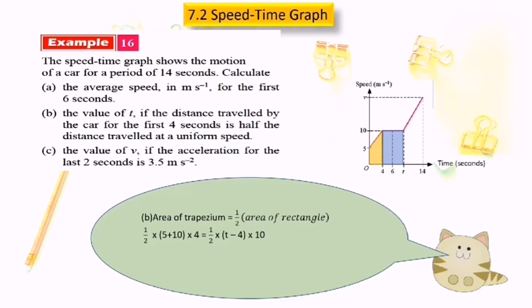The area of trapezium is 1/2 times (5 plus 10) times 4 equals 1/2 times area of rectangle. So area of rectangle is (t minus 4) times 10. 30 equals 5t minus 20. 5t equals 50. t equals 10.